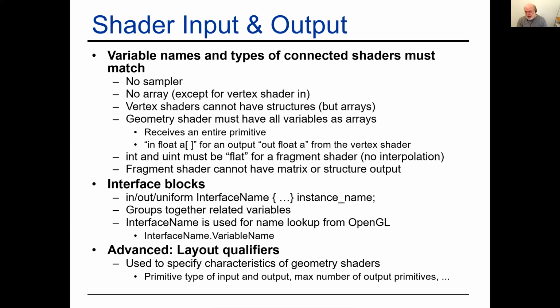Yes, if you want to connect a fragment shader to a previous vertex shader, you need to make sure that the variable names and the types of the input and output variables match. You cannot pass a sampler, right? That doesn't make sense. First of all, you can't interpolate it. So samplers must be defined per shader. You cannot pass arrays except implicitly for the geometry shader.